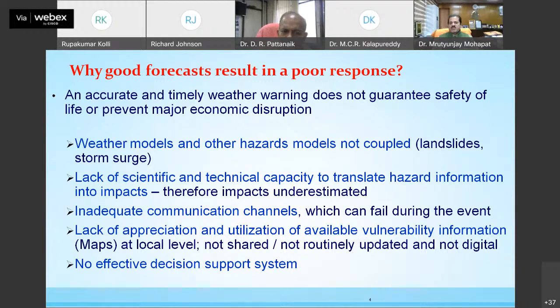An accurate and timely weather warning does not always guarantee the safety of lives. I'll show some examples. It is mainly because the weather models and other hazard models are not coupled every time. And there is a lack of scientific and technical capacity to translate the hazard information into the impacts. There are inadequate communication channels, which can fail during the event to reach the last mile. And there is a lack of appreciation and utilization of available vulnerability information like maps, geophysical, geospatial, with higher resolutions.